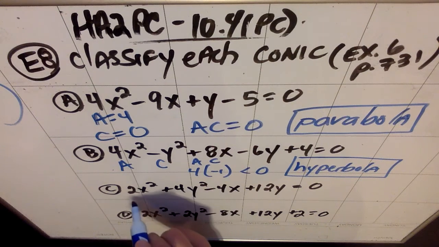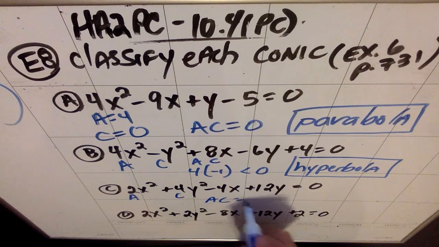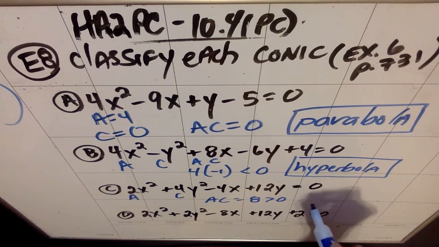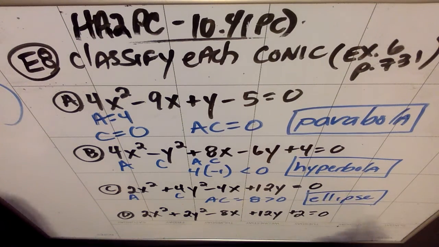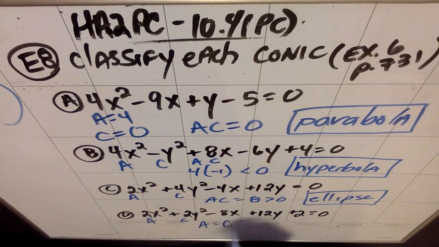In C, A is 2 and C is 4. So A times C is 8, which is greater than 0. Because they have the same sign, we're looking at an ellipse, right? And then the one caveat to that same sign rule that you have to be careful about is if A and C are exactly the same, right? In this case, in D, A and C are both 2. Then we're looking at a circle, right?